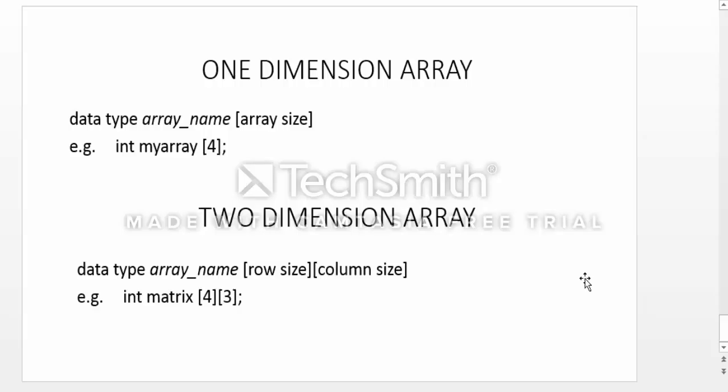For one-dimensional array, to write or declare it in the first hand, you have to declare by using data type followed by the array name and the size of the array in a square bracket. For two-dimensional array, you have to declare it by using data type followed by array name and row size and column size in square brackets.